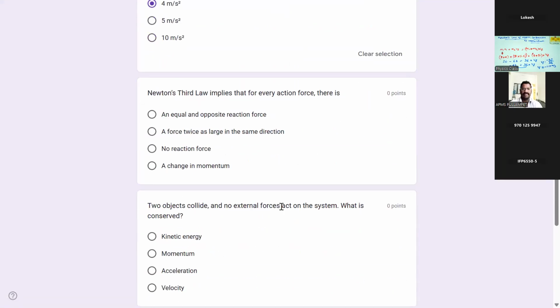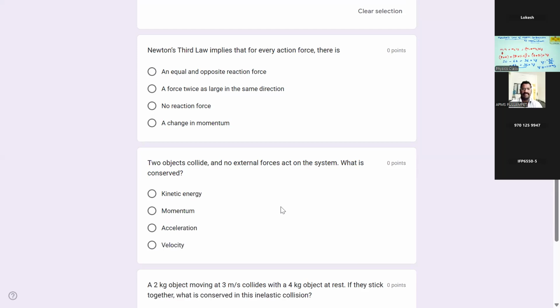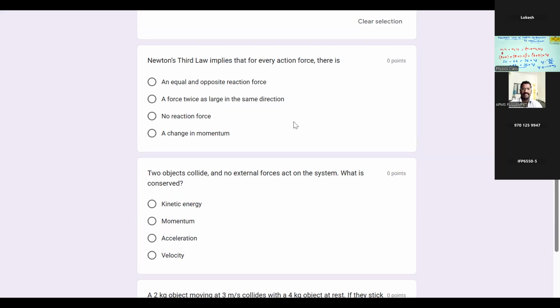Third question. Newton's third law implies that for every action force, there is a very, very simple one word. A, yes. Good. Very good.